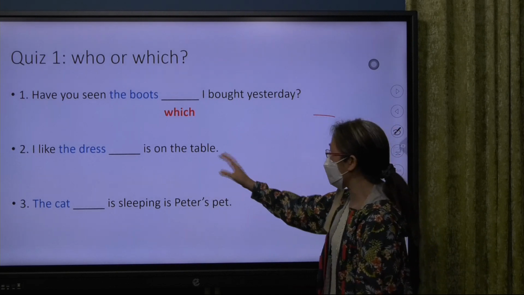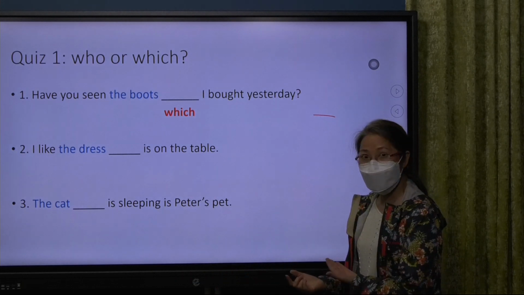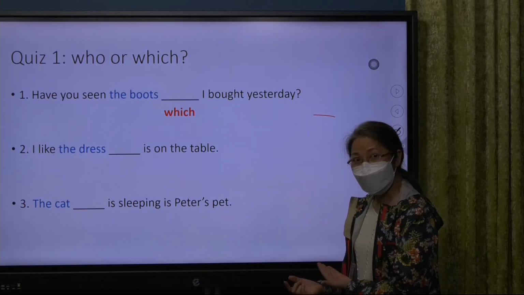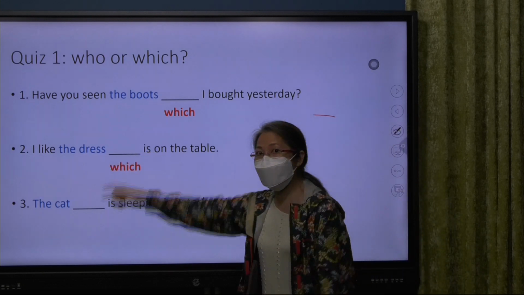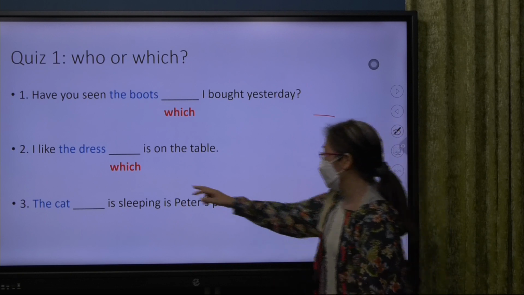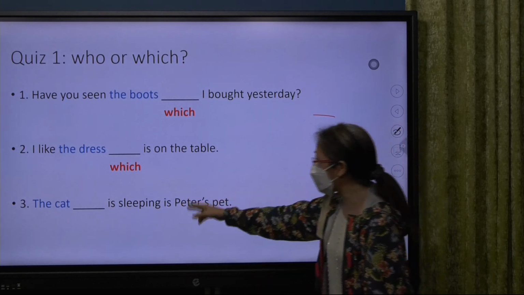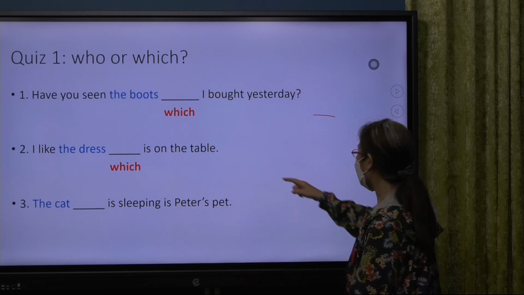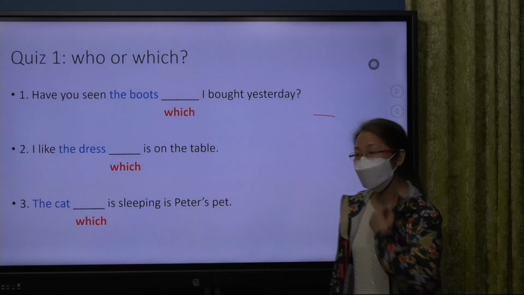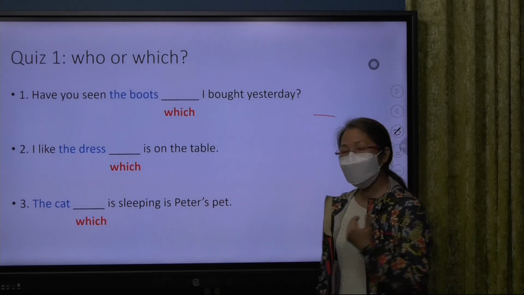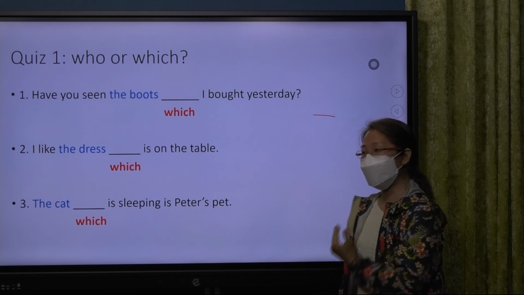And then the next one, I like the dress. Well, the dress is on the table. So the dress. Which one should we use? Think. Okay. Which? The dress. Think. And then how about this one? The cat. Right? The cat, it is sleeping. The cat, so the cat, we use which again. Okay, because relative pronoun which is for things or animals.